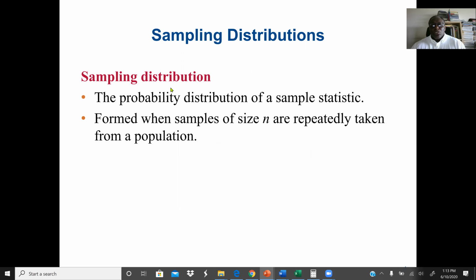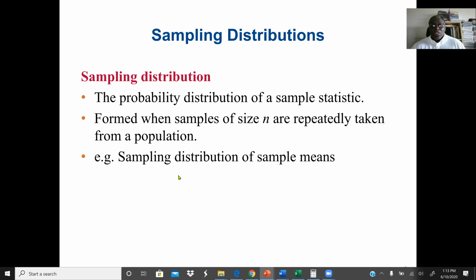Also, the sample distribution can be formed when samples of size n are repeatedly taken from a population. So a very simple example is we have a population of some items and the population is 100. We can decide to take a sample of size 20, 5 times without replacement, which means we're going to use all the population. And this is the concept of sample distribution. I have a population of 100 and I'm taking a sample size of 20 items, 5 times.